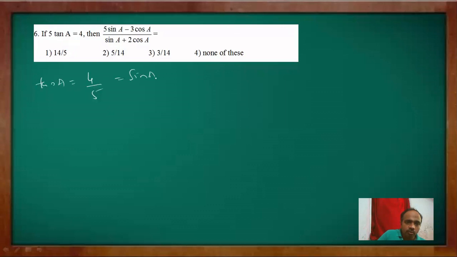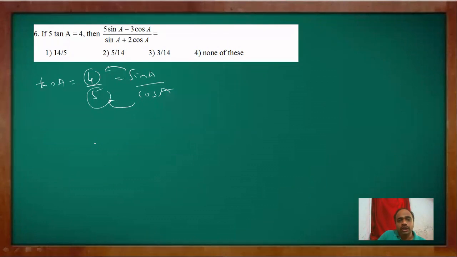Tan A we can write as sin A by cos A. We cannot compare it directly, actually. Sin A can be compared to 4, cos A can be compared to 5. Sin A value cannot be 4 because the maximum value is 1. You can write 4k. It is just a rough method. Sin A is 4, cos A is 5. I will substitute this 4 and 5 in the equation.